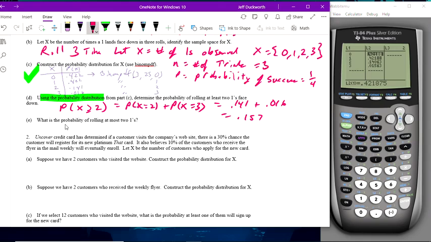Probability of rolling at most 2 ones. At most is that many or fewer.